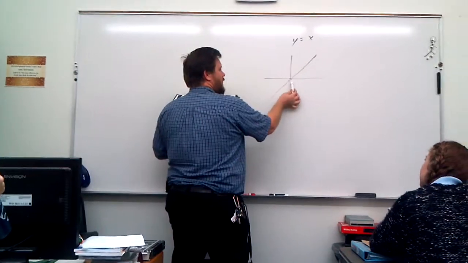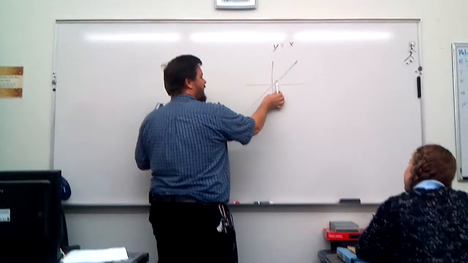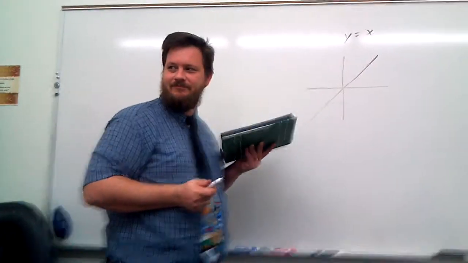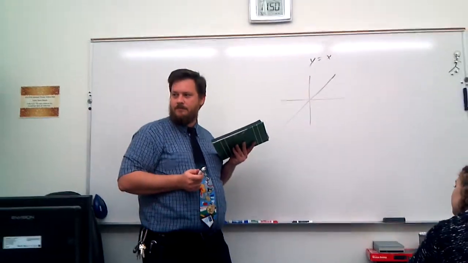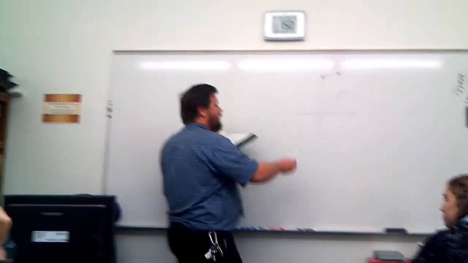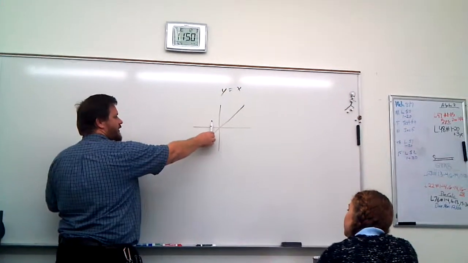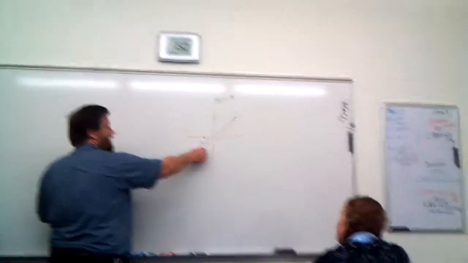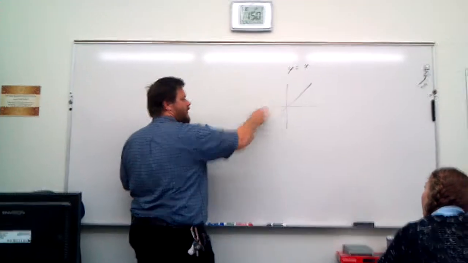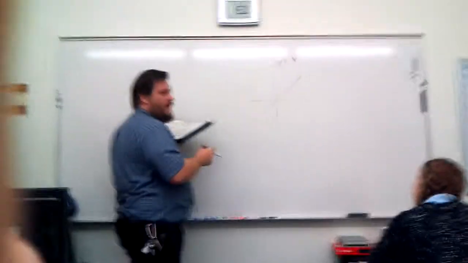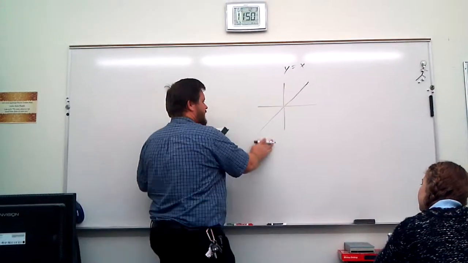0, 0. When you go 1 on the x, you go 1 on the y. You go 2 on the x, you go 2 on the y. Why can't you do it the other way? Because if I go negative 1 on the x, and went up 1, that would be an x of negative 1 and a y of positive 1. That would be y equals negative x. Let's keep it simple here.